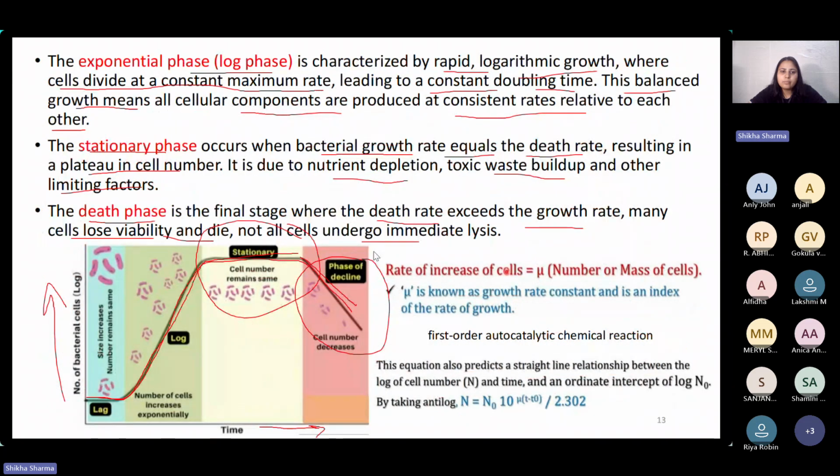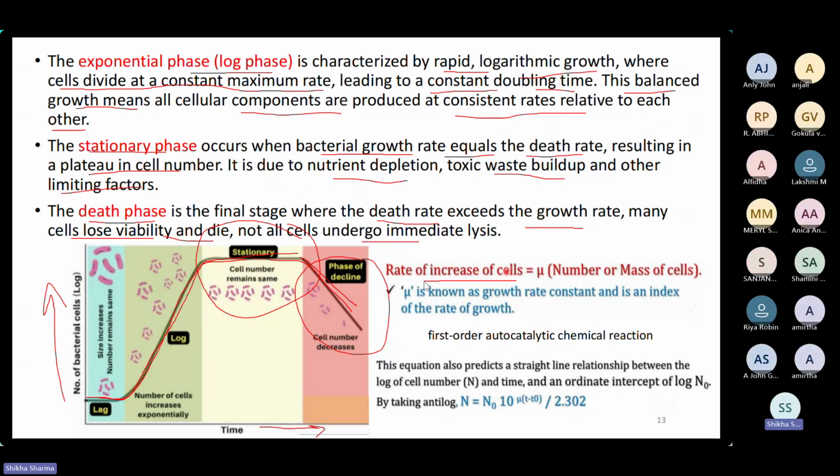So if we see this, the rate of increase of cells is equal to a constant, which is the rate constant multiplied by the number or mass of the cells. Here this is the growth rate constant, and it is basically an index of the rate of growth. So this kind of microbial growth can be considered a first order autocatalytic chemical reaction. So it is similar to a first order reaction.